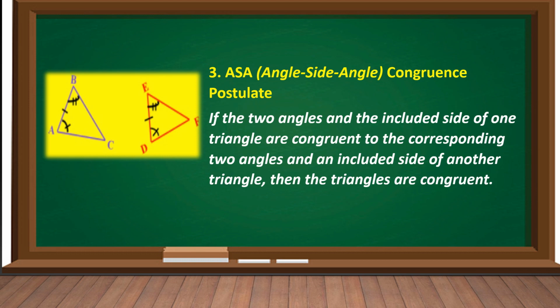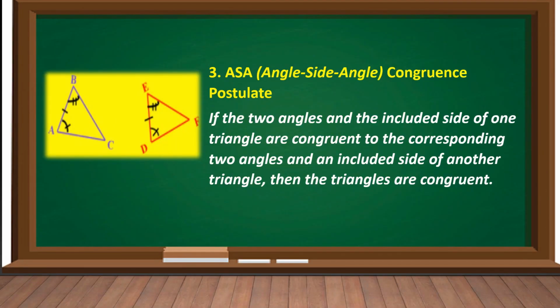And apart from that observation, we also have angle A congruent to angle D and angle B congruent to angle E. The two angles and the included side of triangle ABC are congruent to the corresponding two angles and an included side of triangle DEF. Then, we can say that triangle ABC and triangle DEF are congruent triangles based on the ASA congruence postulate.